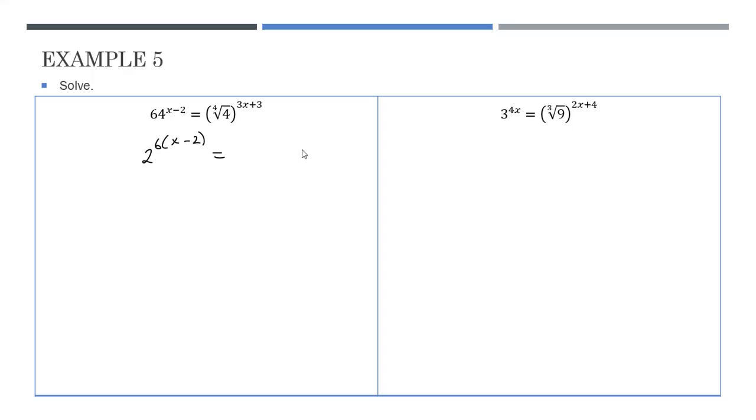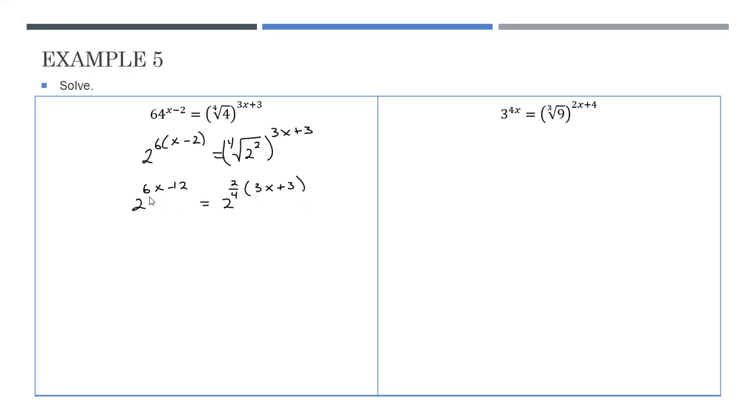The right side's a little trickier. I'm going to do this in a couple steps, so I'll leave this to the power of the fourth root. And 2 to the power of 2 is 4. And this is still all to the power of 3x plus 3. So I'll do the distributive property here, so 6x minus 12. Over here, I'm going to use flower power. So I have 2 to the power of 2 with a root of 4. And that's going to be multiplied by 3x plus 3.